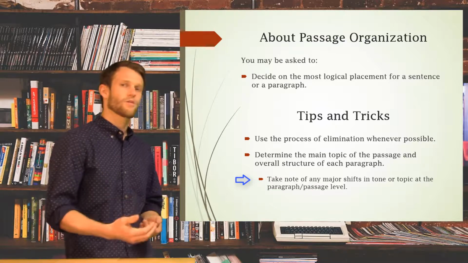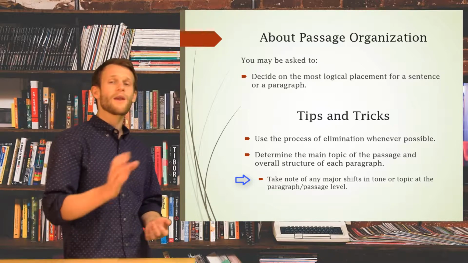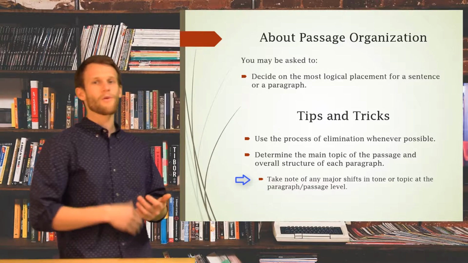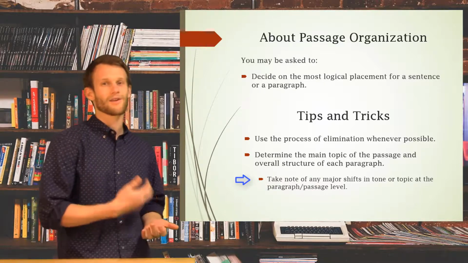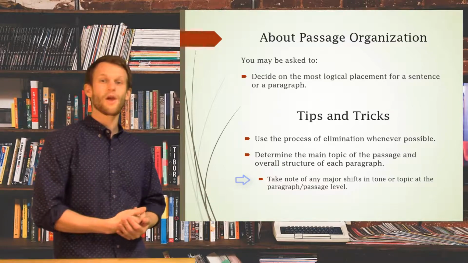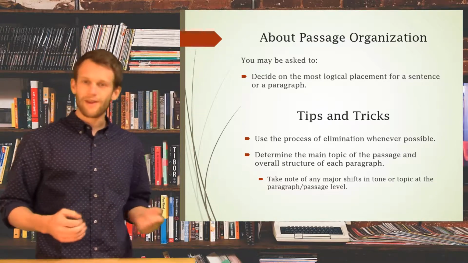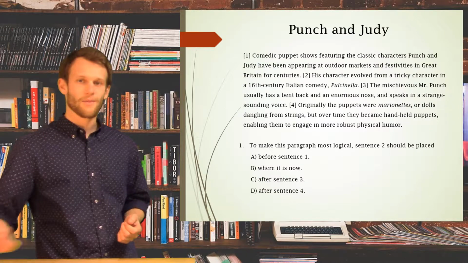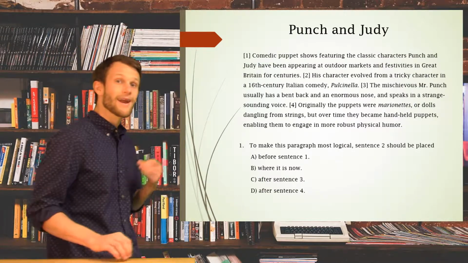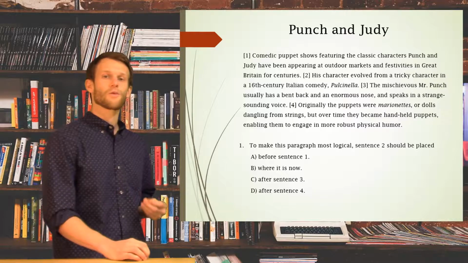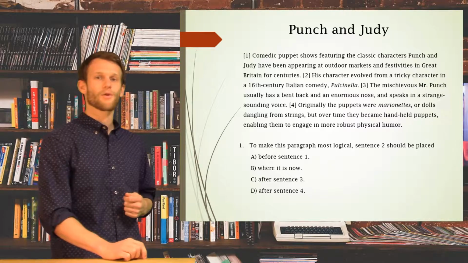For example, an author might introduce a topic and then immediately present a counter-argument. That would represent a shift in topic because we're going from a topic to the opposite of that topic, a counter-argument for it. So with those quick tips in mind, let's take a look at a passage here. This one's titled Punch and Judy. Go ahead now, pause the video, take a minute to read this passage, and then we'll discuss number 1.